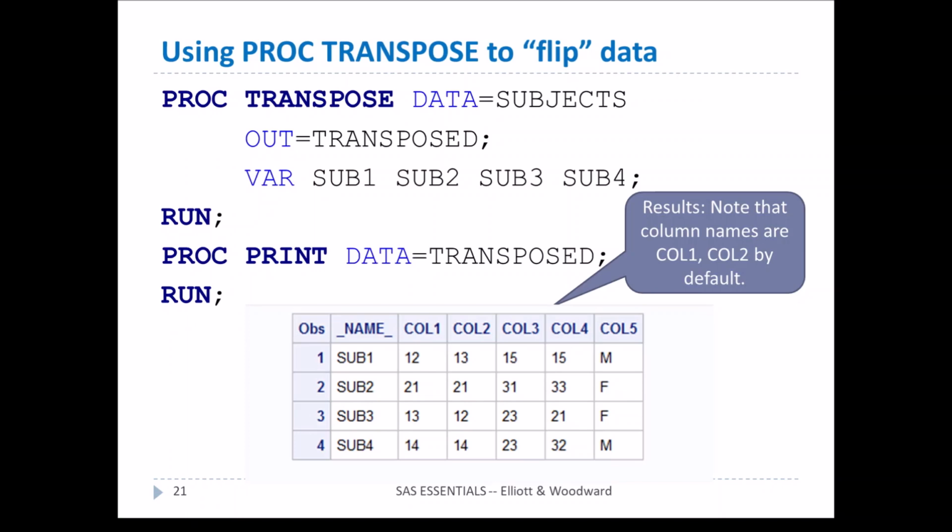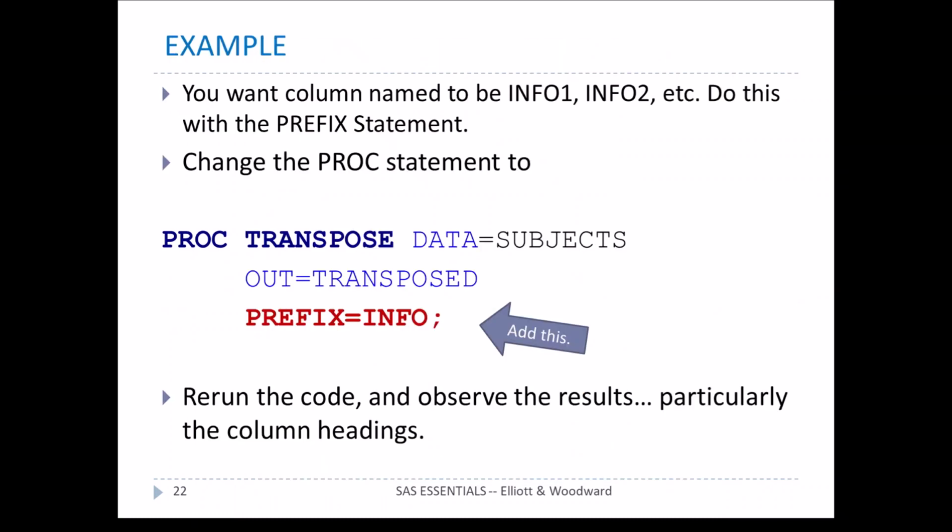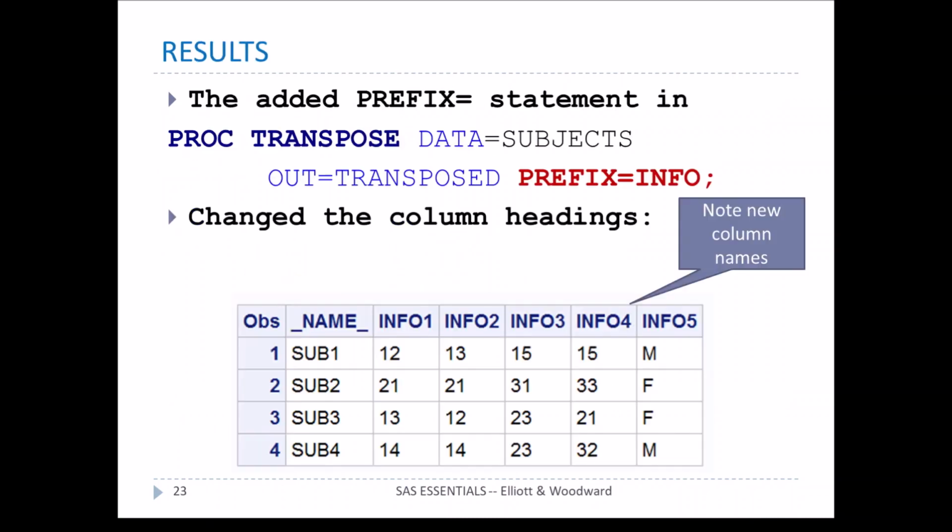However, there's some issues that we might want to deal with, and that has to do with the column names and things like that. There's various ways to do that. Let's look at some examples. So we mentioned the prefix option. What if I didn't want col1, col2, instead I want info1, info2, or something like that? Then I simply add this prefix statement here, prefix equal info, rerun the code, and now we see that instead of col1, col2, col3, I get info1, info2, info3. That may or may not be helpful to you, but it shows you a way that you can rename those columns. There's probably a better way.